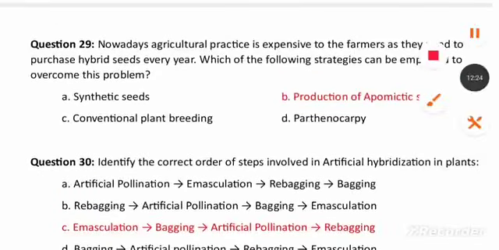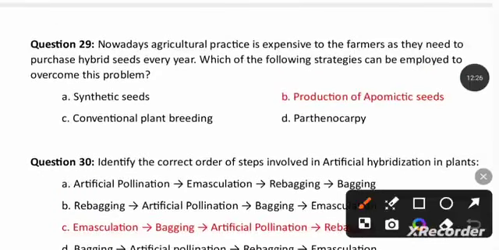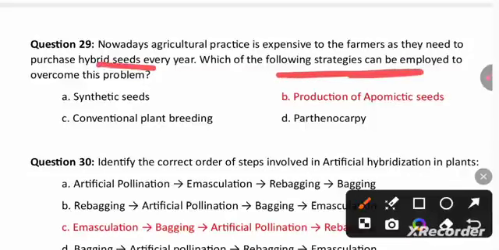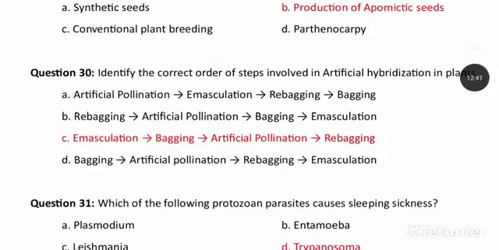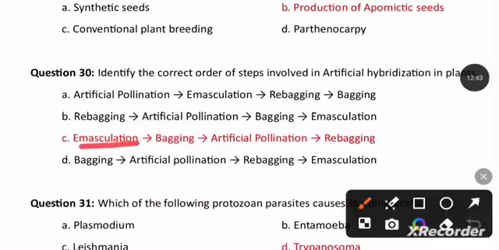Nowadays, agricultural practice is expensive to farmers as they need to purchase hybrid seeds every year. Which of the following strategies can be employed to overcome this problem? To overcome this problem, apomixis, the production of seed without fertilization, is the best solution. The correct steps involved in artificial hybridization are emasculation, bagging, artificial pollination, and then rebagging.